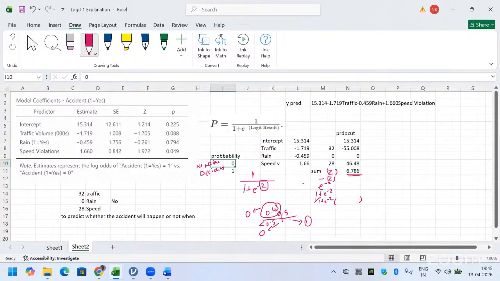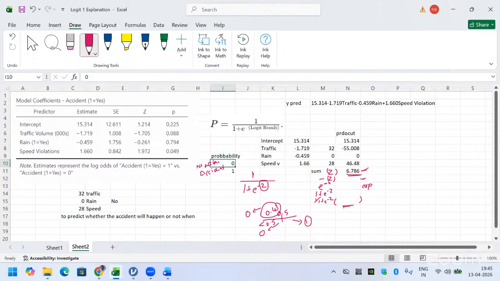So this is my expectation, whether accident will happen or not. For that, I need to calculate all these things. As of now, I got only the z value. I have to multiply by minus 1 so that I get a negative z. Then I have to get the value of exponential of negative z. Then I have to add this to 1. Then I divide 1 by this value so that I get the final value.